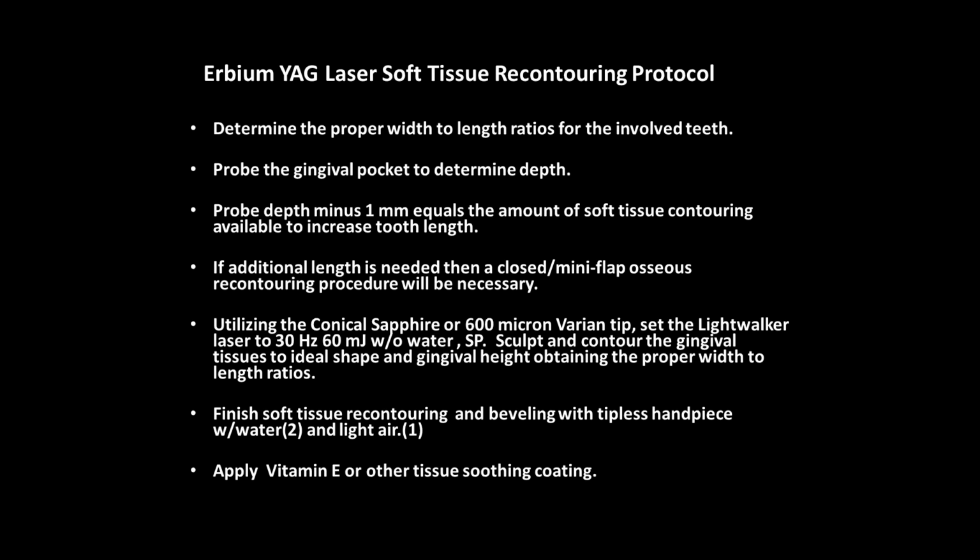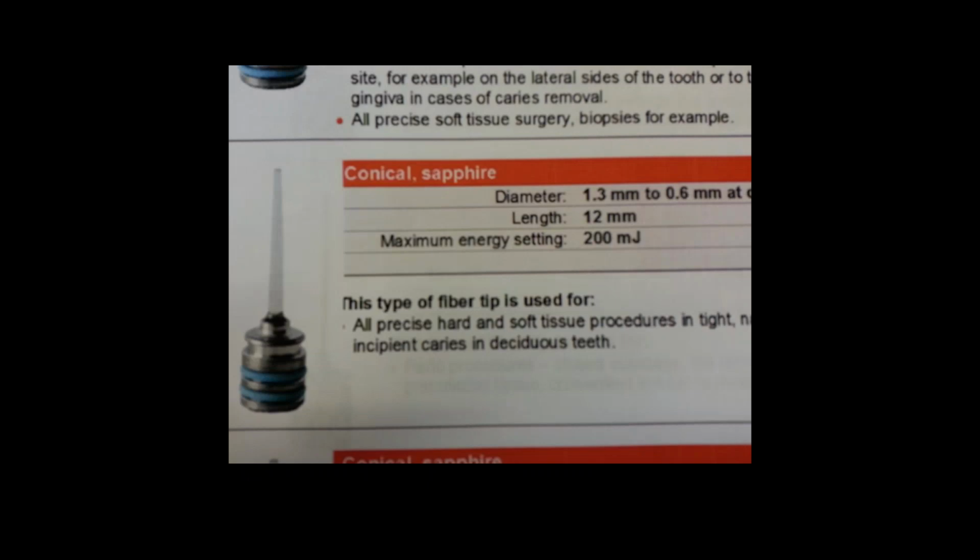So I like to use a vitamin E. I'll show you a picture of that to use as a tissue coating when the patient's done. Typically we'll have them apply it maybe 2 or 3 times a day for a couple days, and it's really all they need to do after the treatment's done. So here's a picture of the conical sapphire tip. It works really nice.